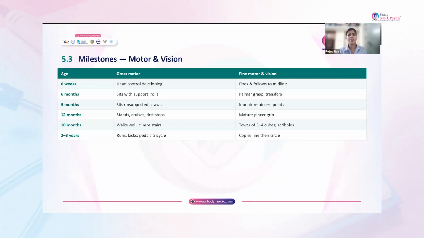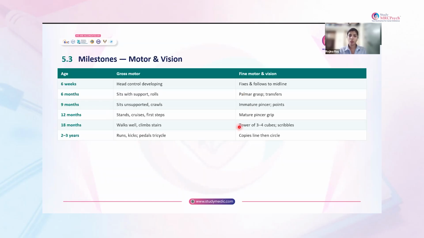Now, basic understanding of normal child development is very important for the exam. So you need to know the key developmental milestones. Around 6 weeks, head control is attained. If you look at gross motor milestones, around 6 months, the baby can sit with support and roll over. Around 9 months, can sit unsupported and crawl. Around 12 months, can stand, cruise, and make the first steps. Around 18 months, can walk well and climb stairs. Around 2 to 3 years, can run, kick, and pedal a tricycle.